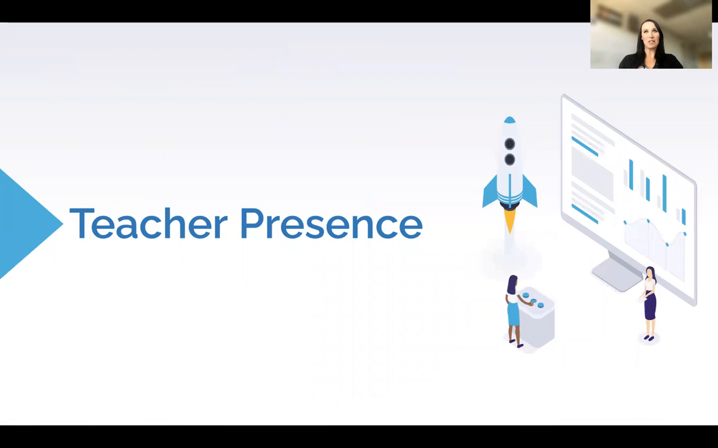Teacher presence refers to the instructional role and facilitation during learning (Anderson et al., 2001), including the instructor's behaviors and how they connect with students in the learning environment.